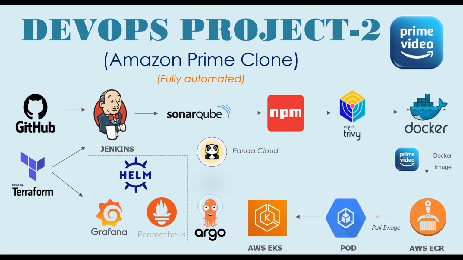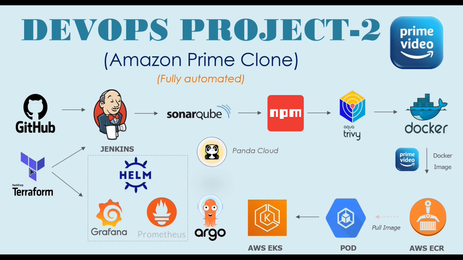So in this video, we will be discussing the DevOps project. We will be discussing how to integrate all the DevOps tools like GitHub, Jenkins, SonarQube, NPM, Trivy, Docker, and how to push these images to the ECR repository. Then how to pull the image and deploy it in AWS ECS. And also with the help of Helm charts, we will see how to create Grafana and Prometheus. These are the monitoring tools that we'll be using.